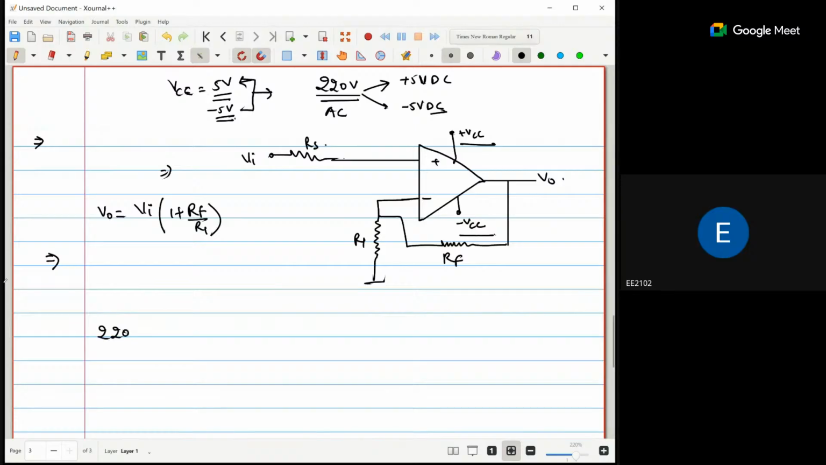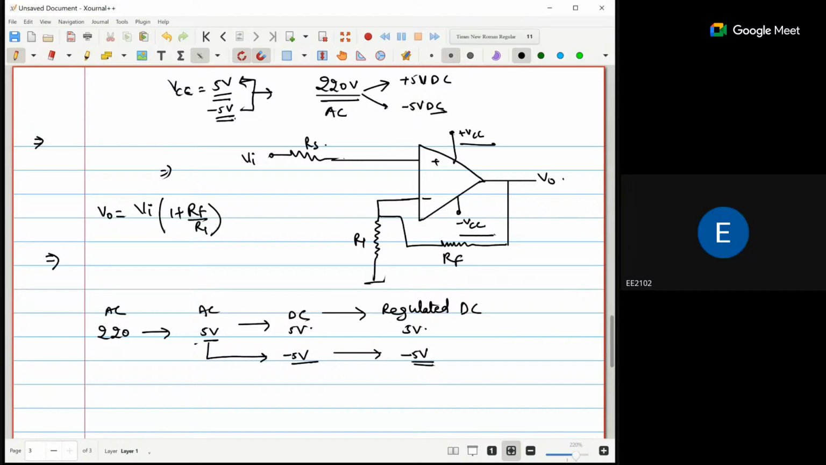But if we are going to implement one independent circuit that will operate on a normal electric supply, we know that 220 volt comes in our houses. That voltage is an AC signal, so I have to convert it into plus 5 DC and minus 5 DC. So I convert the 220 volt first to 5 volt AC, then into 5 volt DC. There are some spikes or pulses, so I convert it into regulated DC.